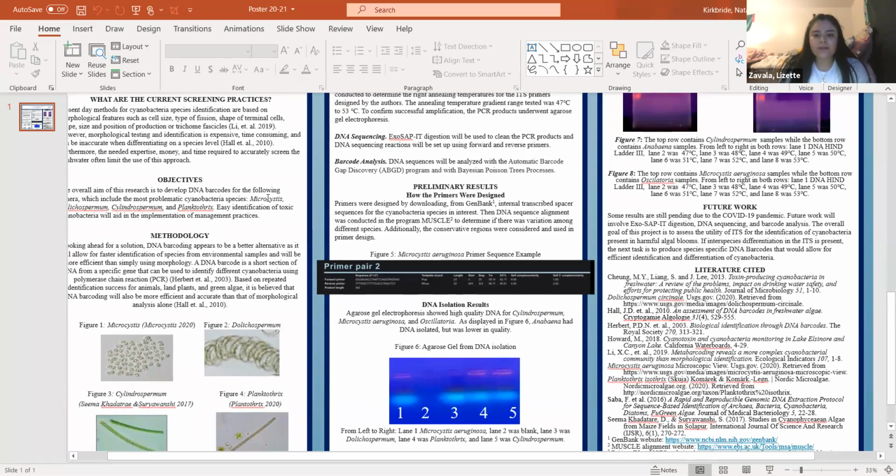The primers were designed by downloading internal transcribed spacer sequences from GenBank. The DNA sequence alignment was performed using the program MUSCLE to find any variations among the species. If they were present, the primer was designed using Primer-BLAST on NCBI.